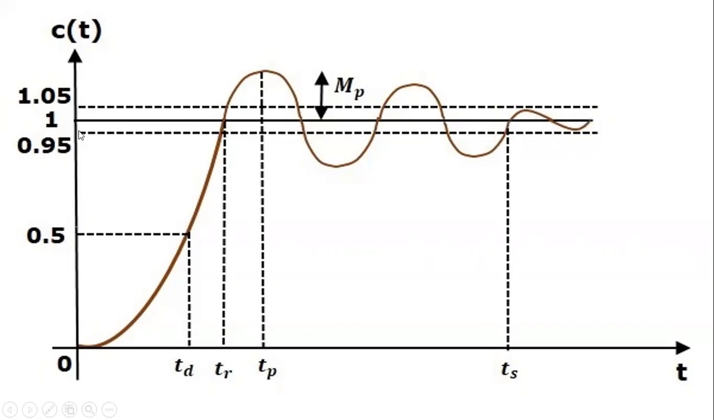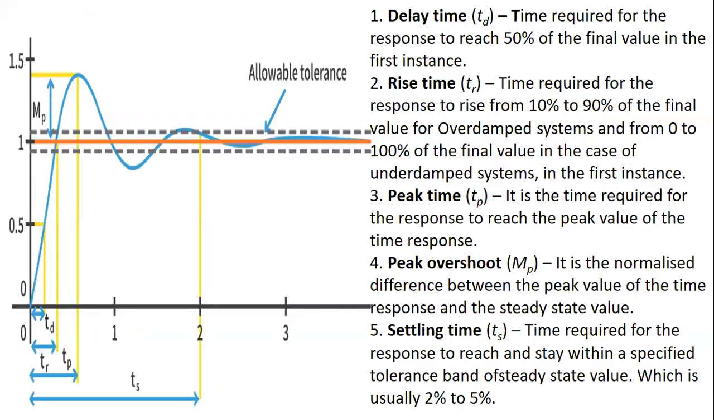Now, when the input is given like this, the thermometer starts responding over a period of time. It goes up slowly, then goes above 1, comes back down, and goes up again. These are normally decaying oscillations. If there is no decay, then it will be a continuous sine wave. If you want to understand it further, that is exactly where our time domain specifications come into the picture.